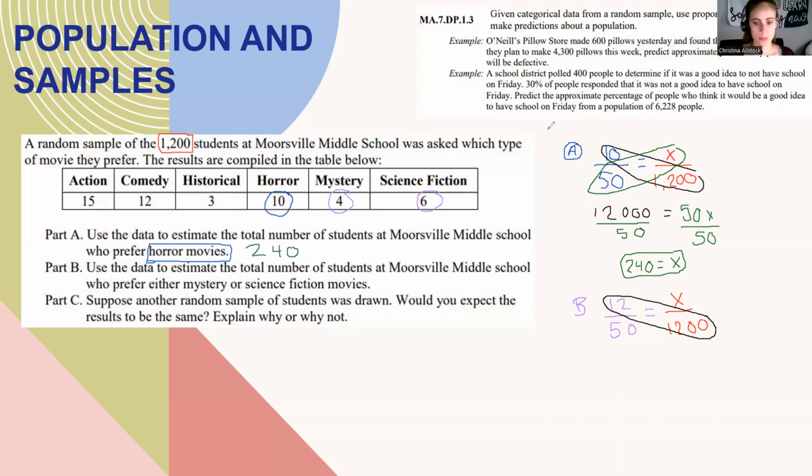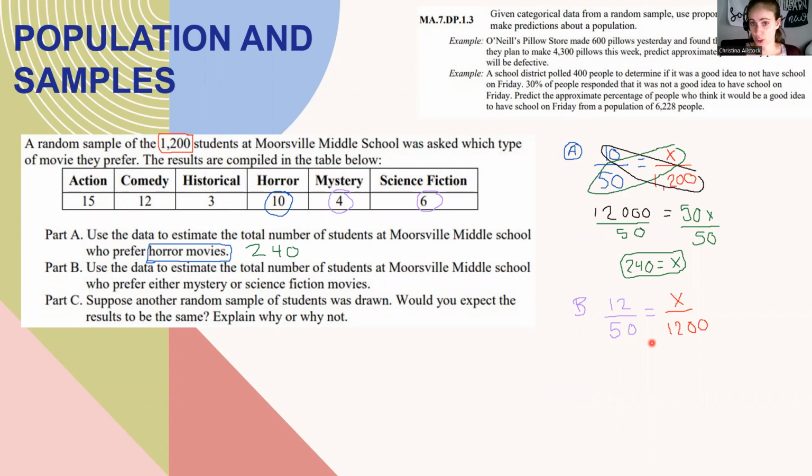Actually, before I do that, let me back up and clarify something. The most important part when you're setting up these proportions, we already talked about it on the first one, is making sure that the sample ratio is together and the population ratio is together. But another key factor is that when you look straight across, you need to make sure that your labels match. So in this case, these are the 12 students that like mystery or science fiction. And that X has that same label. We don't know how many like mystery or science fiction for the total population.